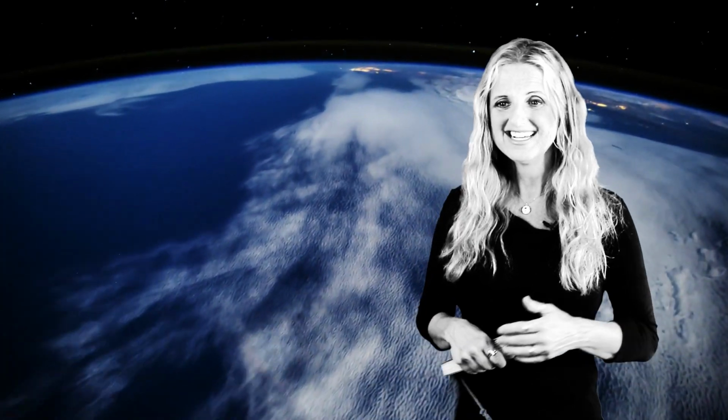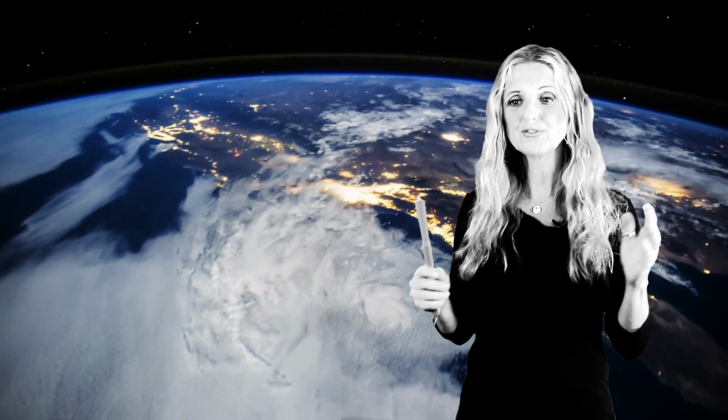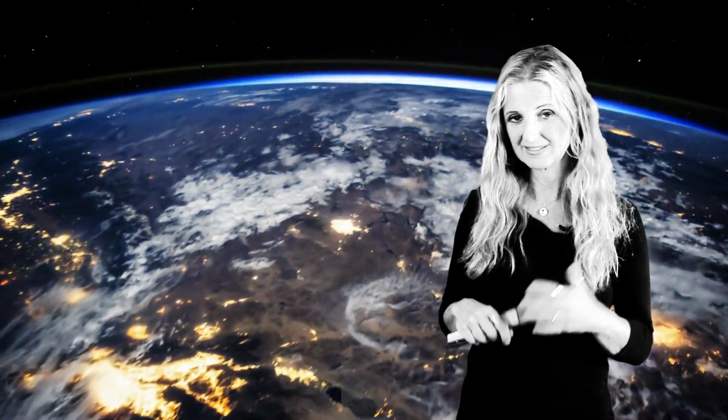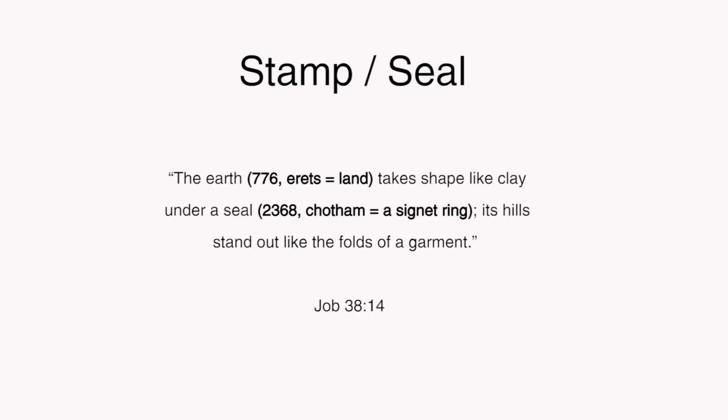So let's look at the word stamp. That's another issue. We actually once had a family tell us that this one verse in Job 38 proved to them that the earth is flat because of the usage of the word stamp. When we read in Job 38:14, it says, "The earth takes shape like clay under a seal. It stands, its heels stand out like the folds of a garment." I think in some versions it says stamp, but let's look.